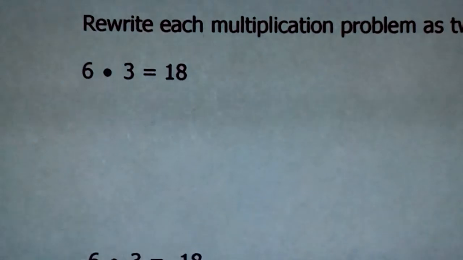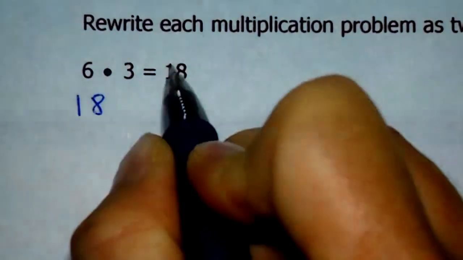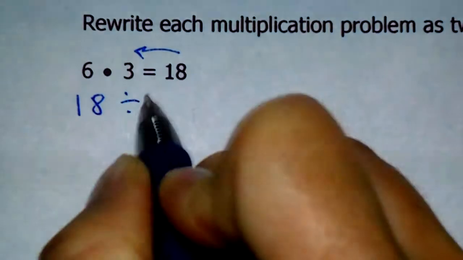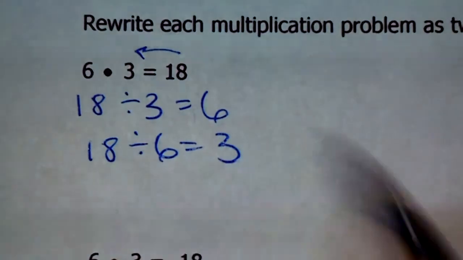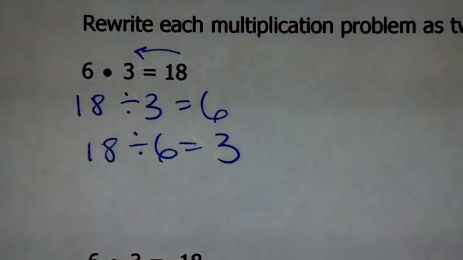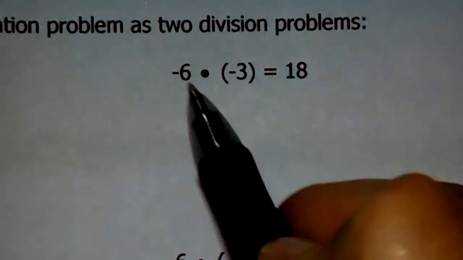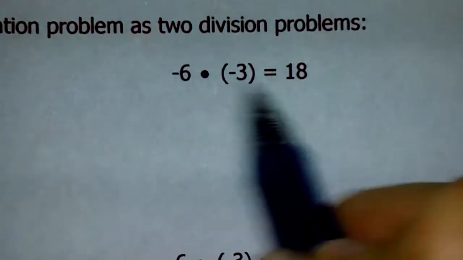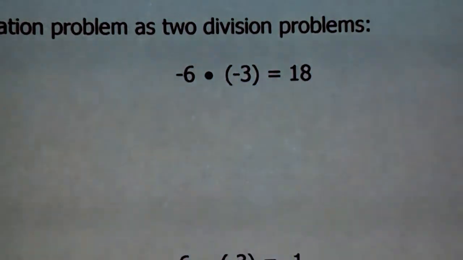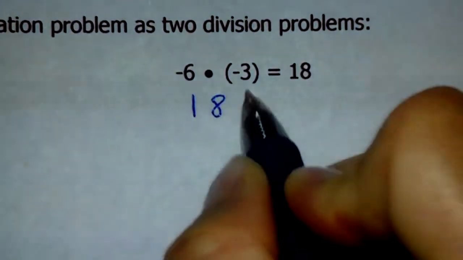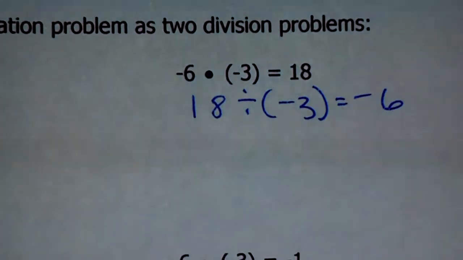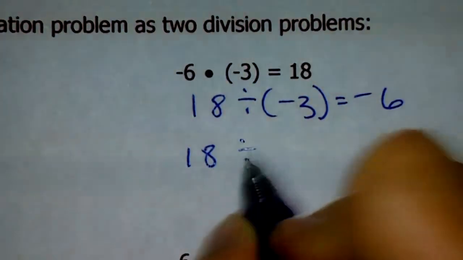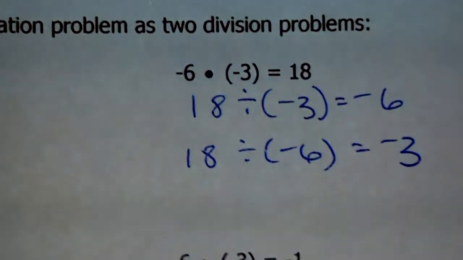So if we know that 6 times 3 is 18, that means that 18, if we're working backwards, 18 divided by 3 is going to be 6, or 18 divided by 6 is going to be 3, right? And notice all those digits stayed the same. We didn't change any signs. Take a look at this next one. We know that when you multiply 2 negatives, you get a positive. So this statement is true. And if we use the same property that we just did, this means that 18 divided by negative 3 should give me a negative 6 because we don't change any signs. And 18 divided by negative 6 should give me a negative 3.